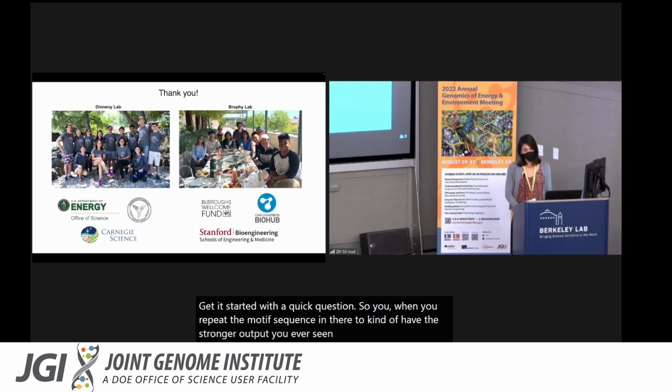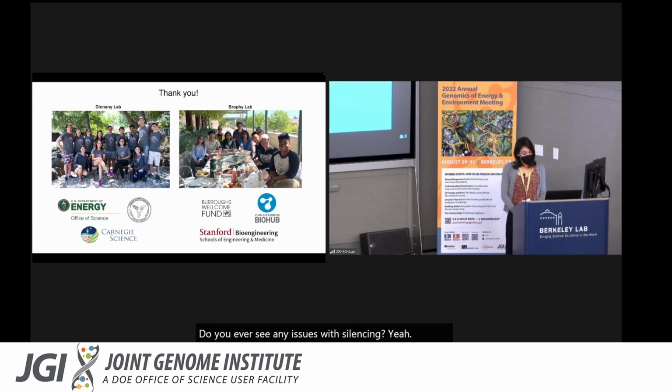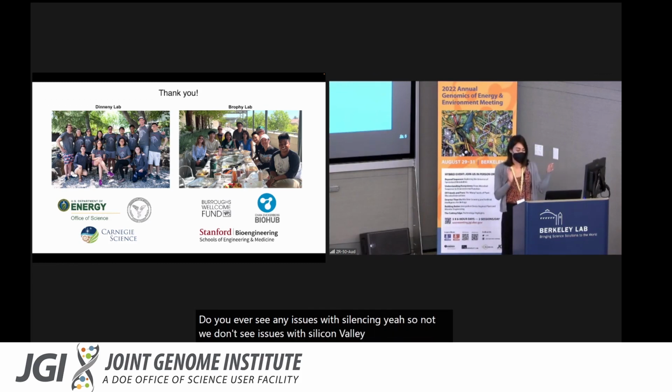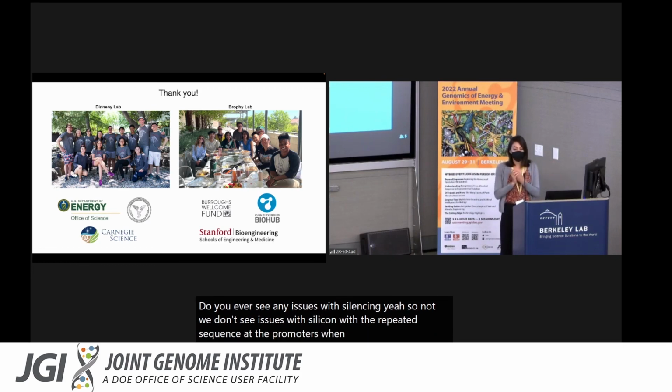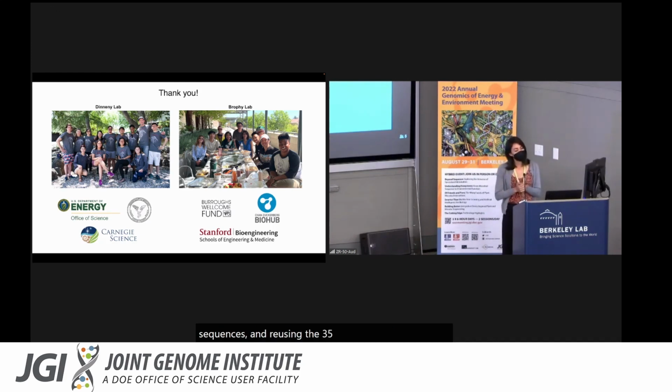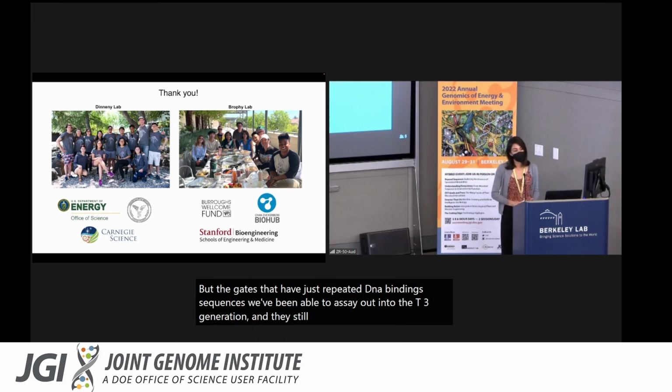So when you repeat the motif sequence in there to have the stronger output, do you ever see any issues with silencing? Yeah, so we don't see issues with silencing with the repeated sequence at the promoters. When we built some of the early designs for these, I was reusing terminator sequences and reusing the 35S promoter in some of these designs, and those were very quickly silenced. But the gates that have just repeated DNA binding sequences, we've been able to assay out into the T3 generation, and they still don't show any signs of silencing.